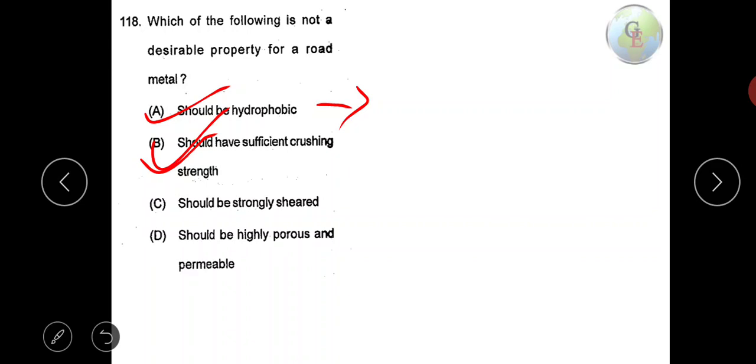And next option is highly porous and permeable. This option will be the right answer, because the other options are not correct. When the rock is highly porous and permeable, the strength of the metal will be very low, and it cannot be used as a desirable property for road metal.